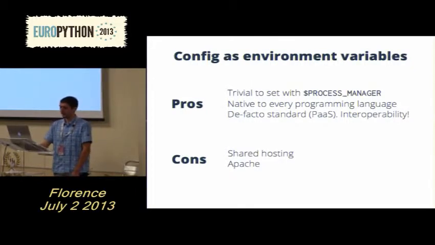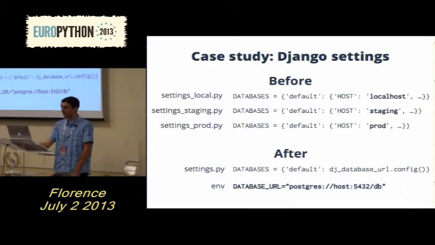It's slightly more difficult if you're on shared hosting or if you run Apache, but it's doable. So to take an example, like with the Django settings that we had, before we had multiple settings files with each file pointing to the environment-specific databases, for instance. So now instead, what we can do is expose a database URL environment variable, and then use that to populate the database's setting.